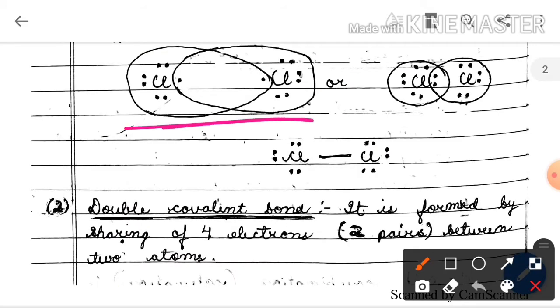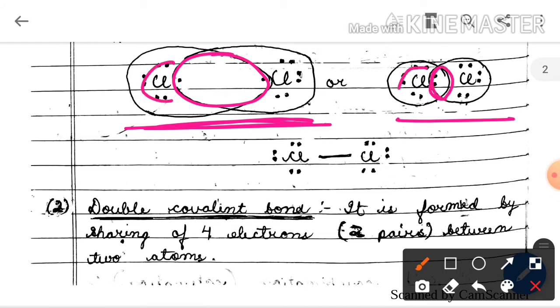So see, I am showing you the sharing, and this shared pair of electrons we can show at the center also this way, and the remaining 6 electrons we show here, and on this side the remaining 6 electrons we show this side, and there is a sharing of 2 electrons, so we show it by a single bond, like that.